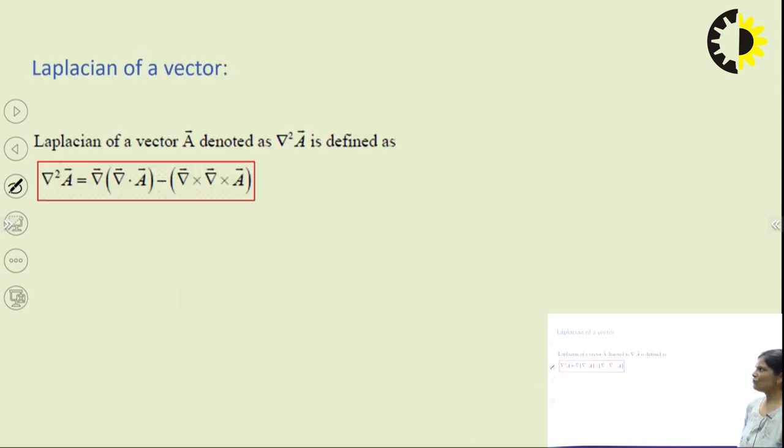Now, Laplacian of a vector. Laplacian of a vector is represented as del square A vector, and it is defined as del square A vector is equal to del in bracket del dot A, minus del cross del cross A. So this is the representation of the Laplacian of a vector.